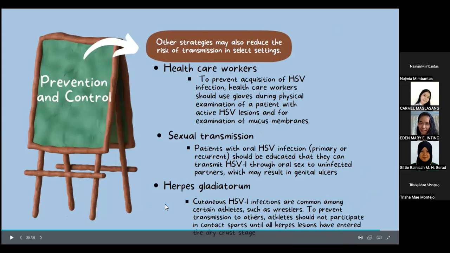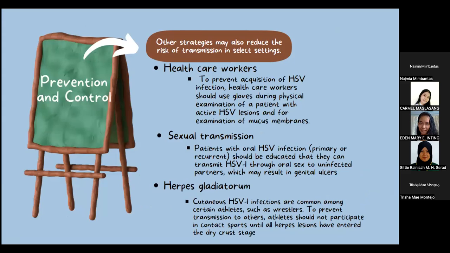So other strategies may also reduce the risk of transmission. Select settings: healthcare workers. To prevent acquisition of HSV infection, healthcare workers should wear gloves during physical examination of a patient with active HSV lesions or during examination of mucous membranes. Sexual transmission. Patients with oral HSV infections, primary or recurrent, should be educated that they can transmit HSV1 through oral sex to uninfected partners, which may result in genital ulcers.